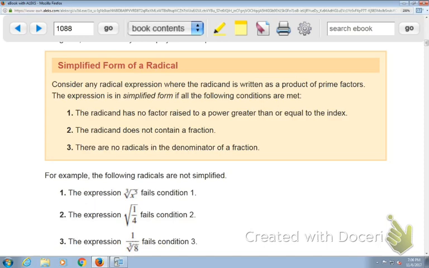We also don't want the radicand to contain a fraction. You guys are allergic anyway. And we don't want radicals in the denominator, which we're going to have to deal with in a later section. But just bear in mind that's out there.